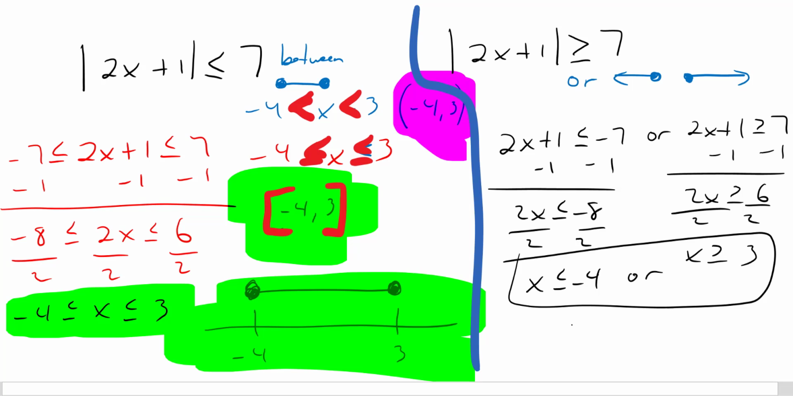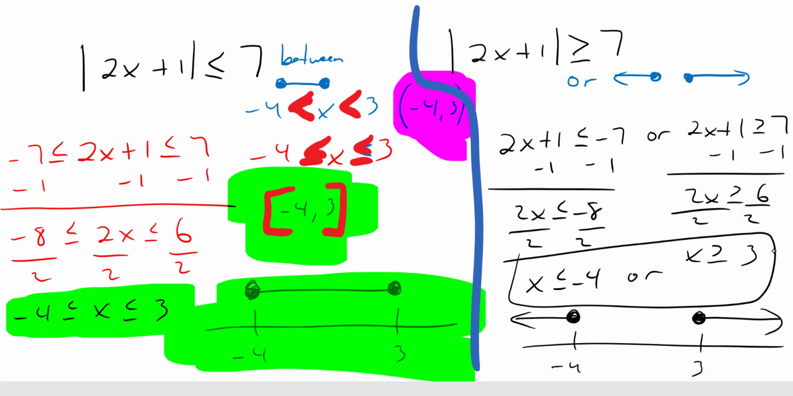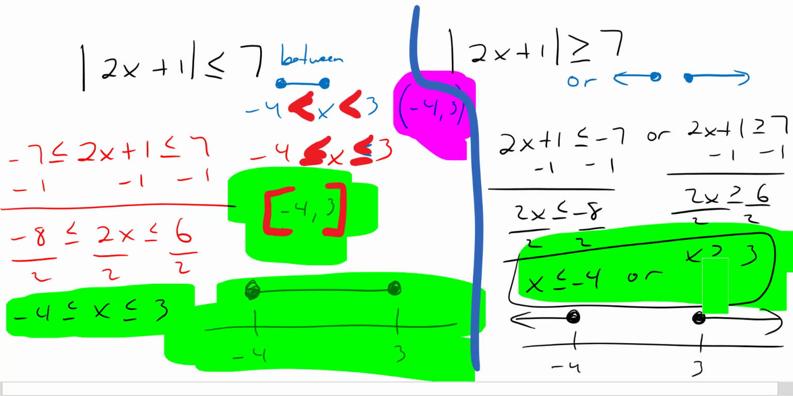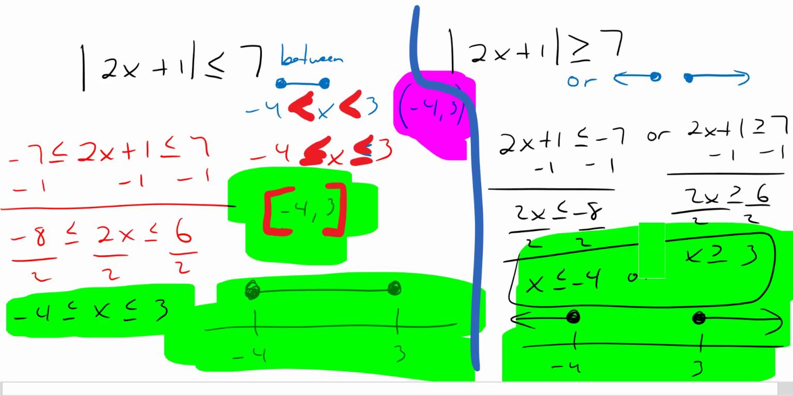And then what you're going to do is, when you graph it, you know it's like an or. So you're going to say negative 4 here and 3 here, and these are solid dots. So less than or equal to that, and greater than or equal to that. And that's your answer. Okay, so again, your answer is this guy right here, and then the graph.